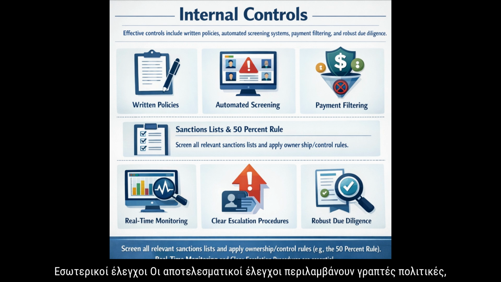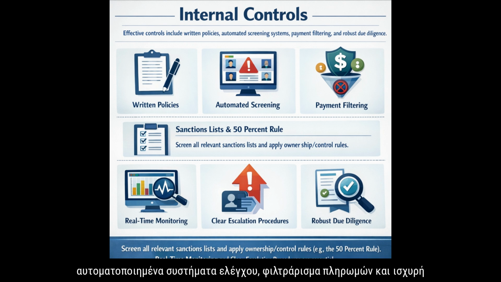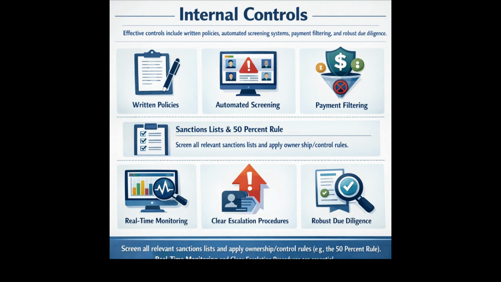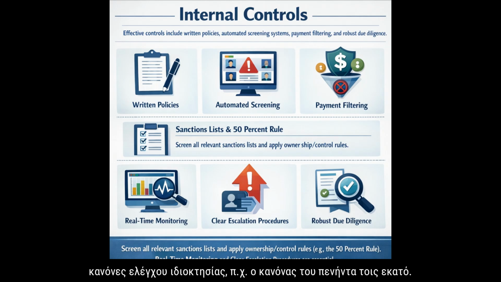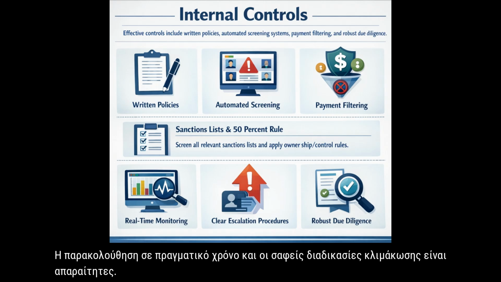Internal controls. Effective controls include written policies, automated screening systems, payment filtering, and robust due diligence. Screening must cover all relevant sanctions lists and apply ownership control rules, e.g., the 50% rule. Real-time monitoring and clear escalation procedures are essential.